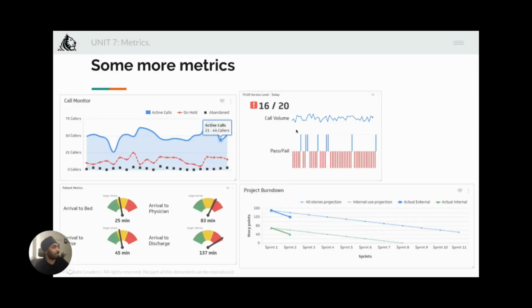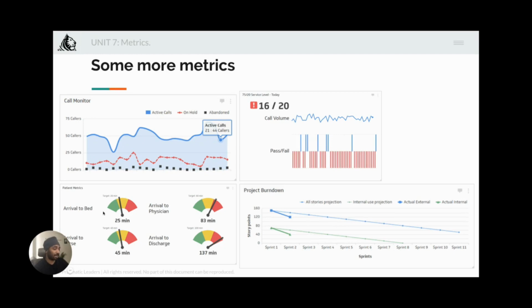What is service level today? I hope you guys remember what Ajay had shown long back in the second or third unit, where he showed how Nolarity is using some of the metrics and what metrics they track. Something similar is what I'm trying to display here.